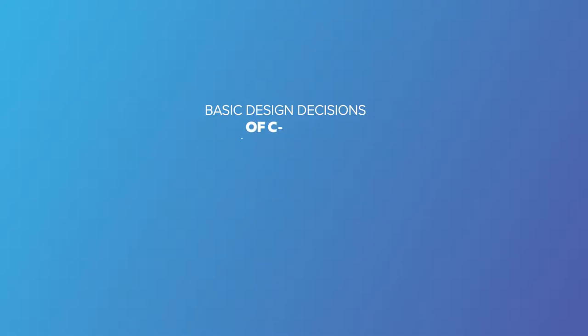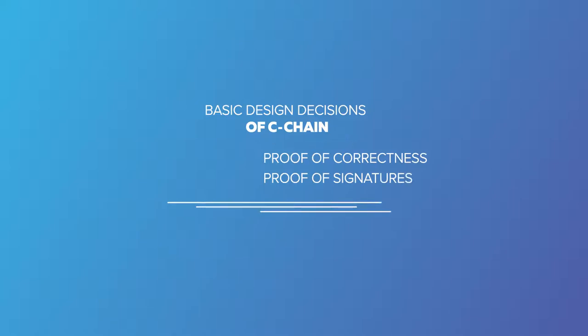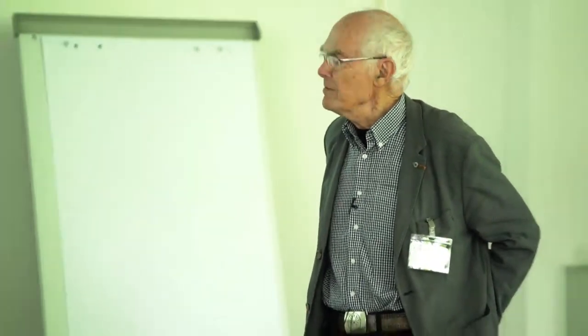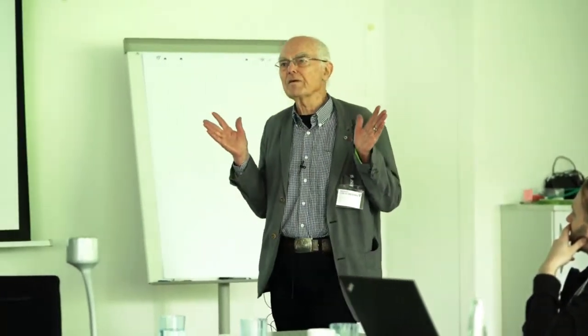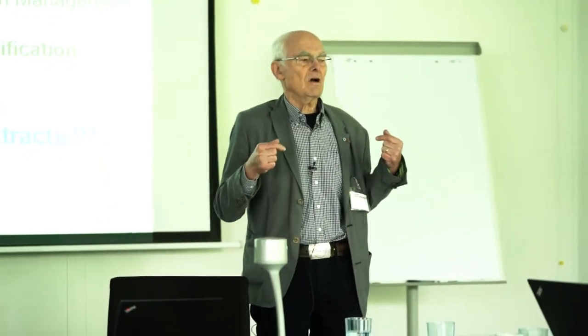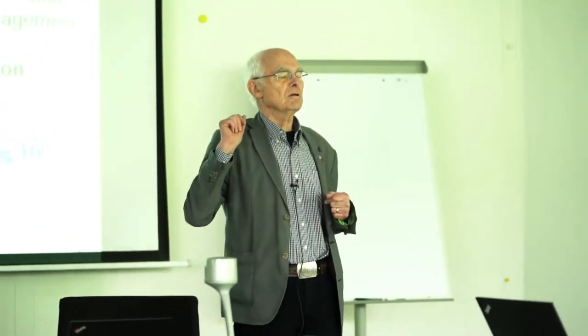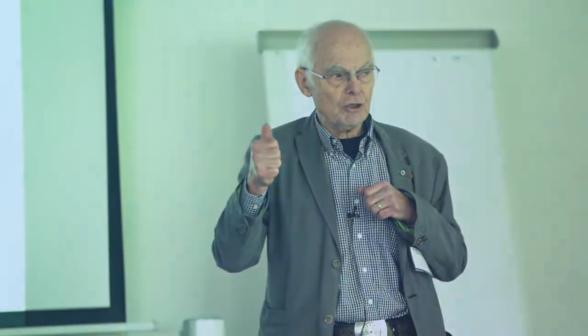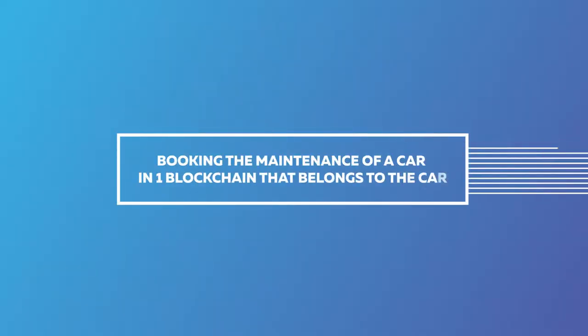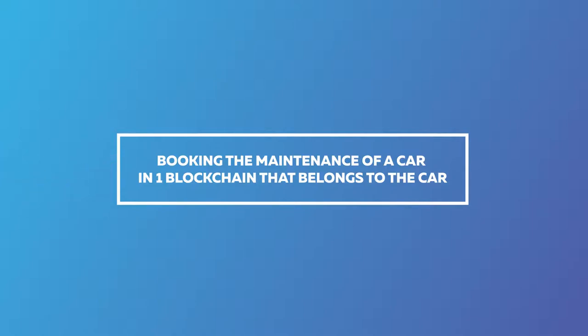The design decisions of C-chain are quite different. First, proof of work is replaced by proof of correctness and proof of signatures. By correctness, I will come to that in a moment, I mean essentially certified software. Blockchain, we split up into many small blockchains. One of my favorite examples is the maintenance of cars on German roads. There are about 50 million cars in Germany. It does not make any sense to book all the maintenance work of these cars in a single blockchain. What we are doing is booking the maintenance of a car in one blockchain that belongs to the car.